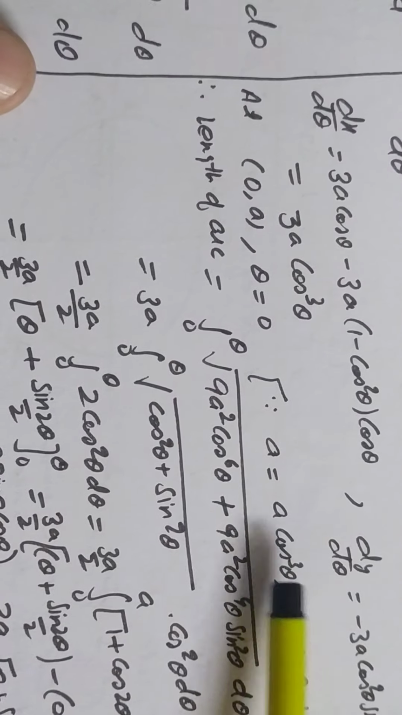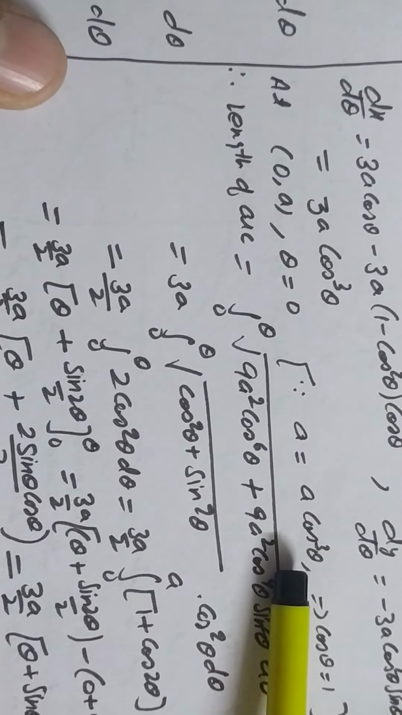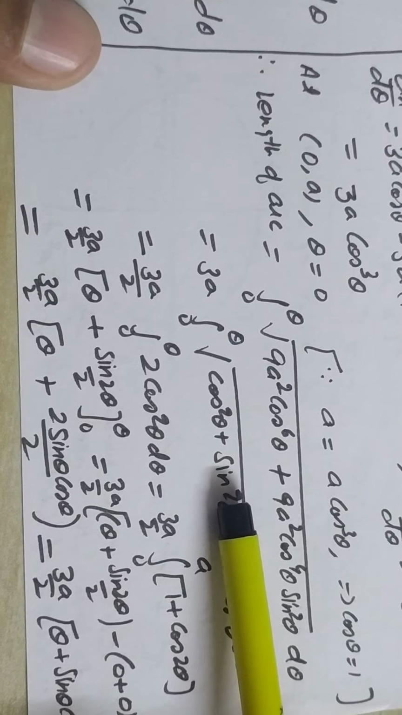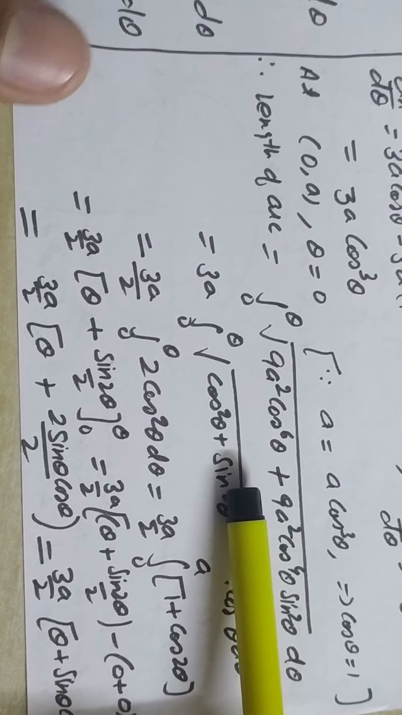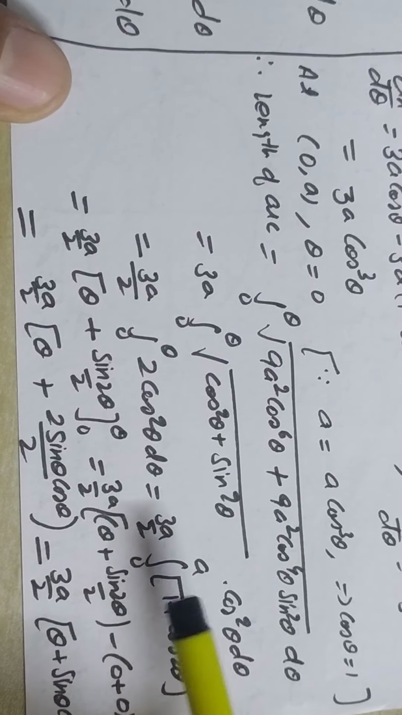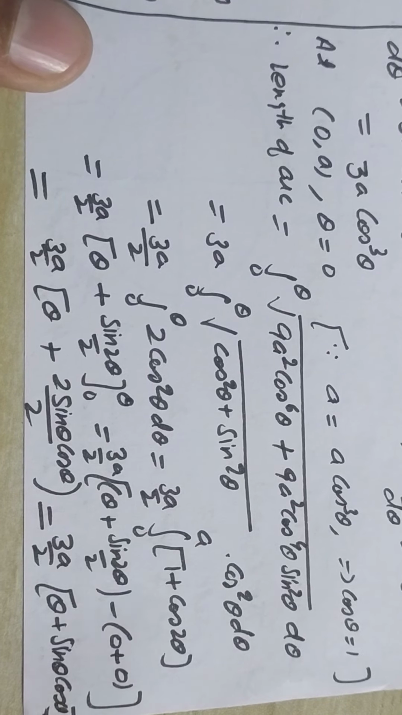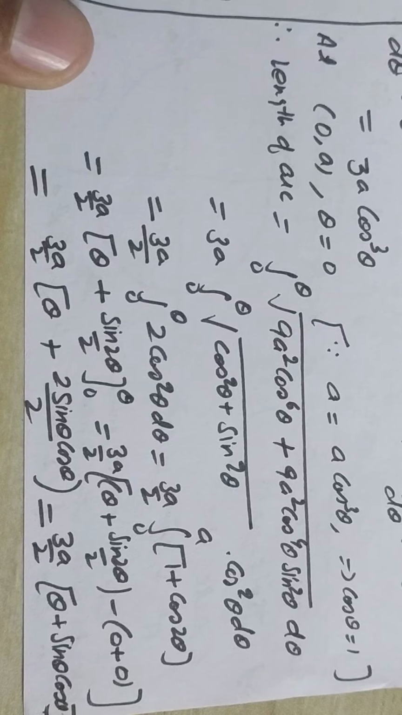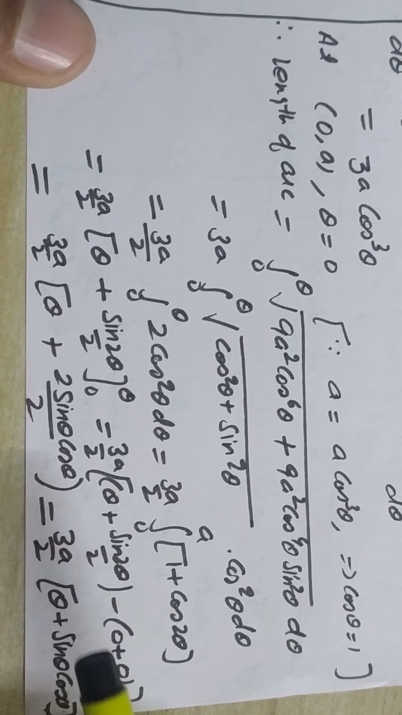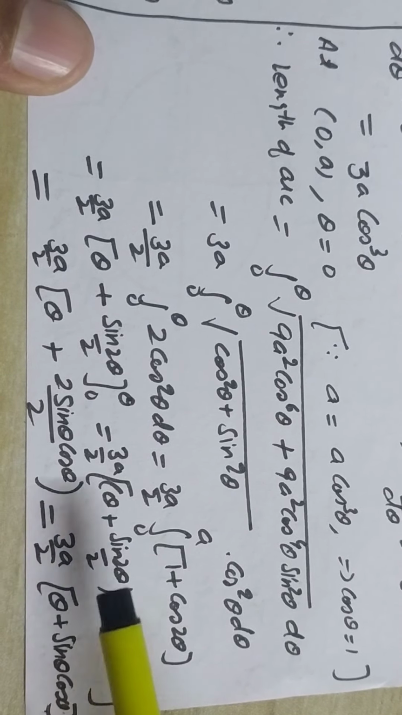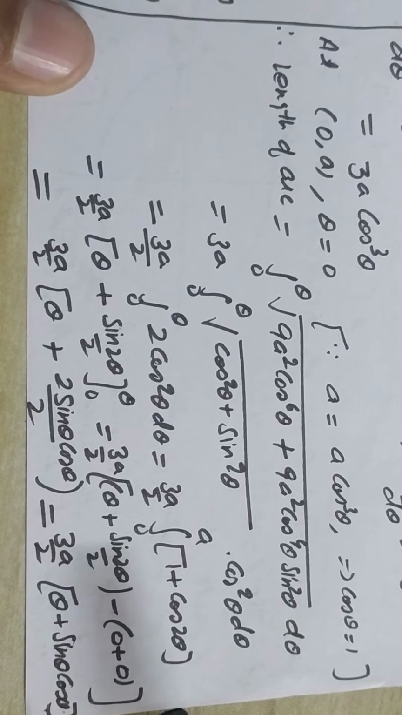Then you simply take some assistance from here again to find the integration values. These are well familiar to you from earlier, and therefore after finding the integrating values you will get the answer 3a over 2 into theta plus sine theta cos theta. So this is how we find the length of arc.